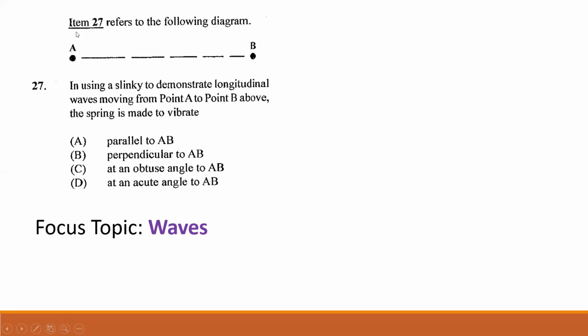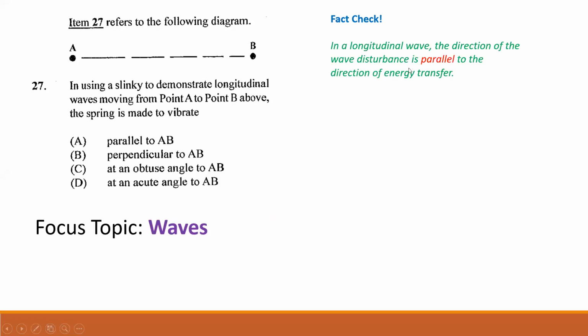27, in using a slinky to demonstrate longitudinal waves moving from point A to point B above, the spring is made to vibrate. So in a longitudinal wave, the direction of the wave disturbance is parallel to the direction of energy transfer. And so you should have parallel to AB, that's A.